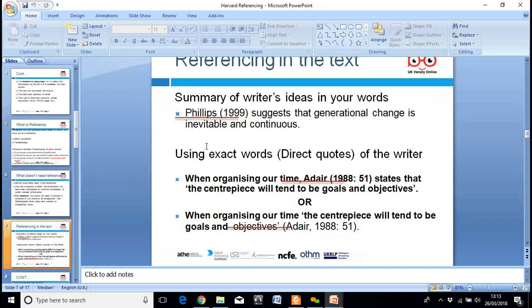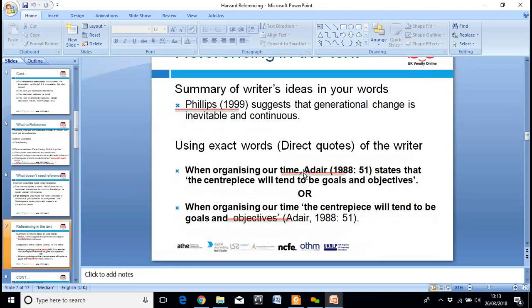But if you're using the exact words or direct quotes of the writer, it says, when organising our time, ATHE 1988-51 states that the centrepiece will tend to be goals or objectives. Or: when organising our time, the centrepiece will tend to be goals and objectives, ATHE 1988-51. As long as you put that in, usually I tend to put it at the beginning, but some people put it after the quote. It doesn't really matter so long as it's there. Is that okay? Yeah, that's fine.